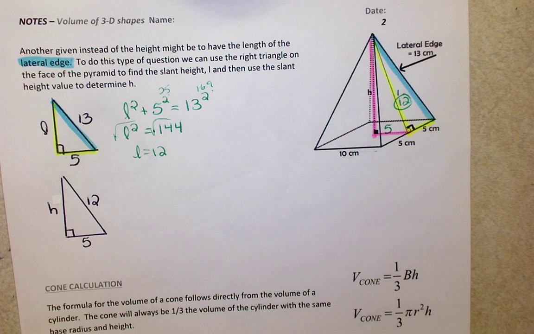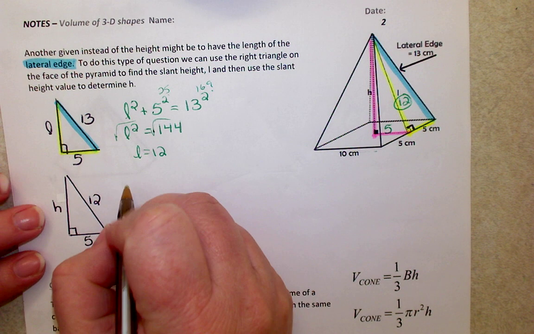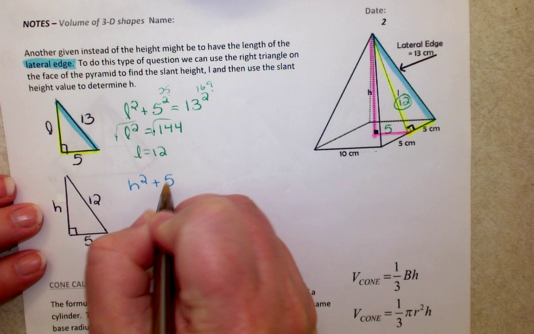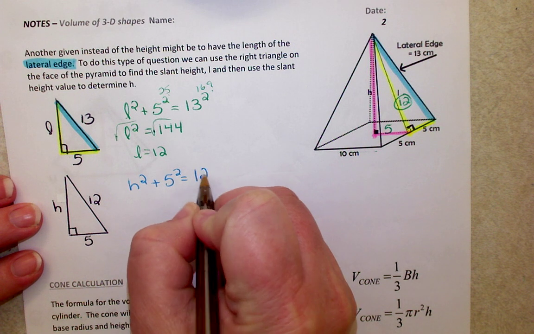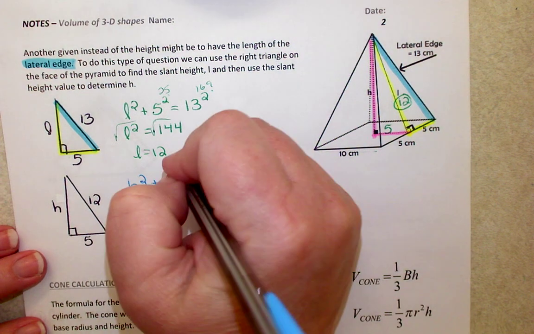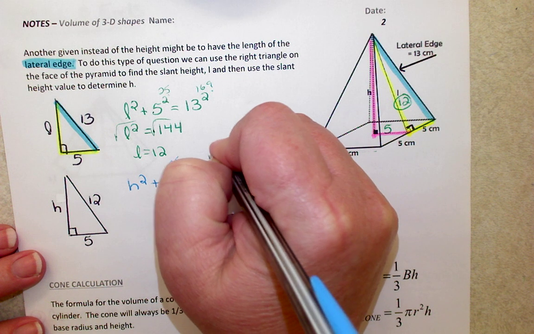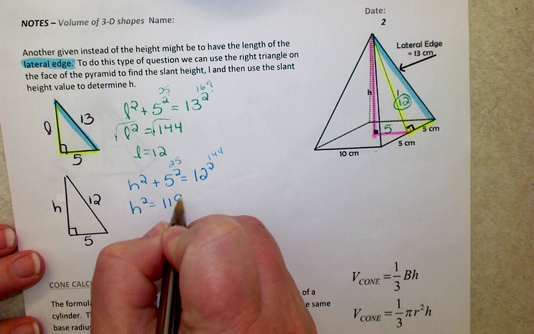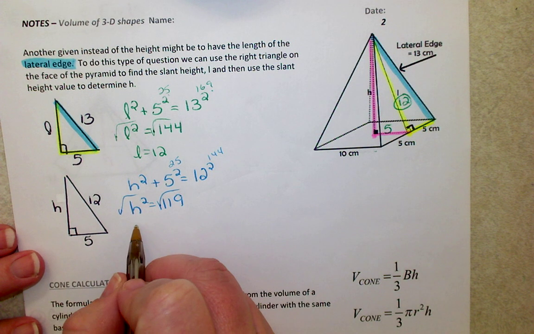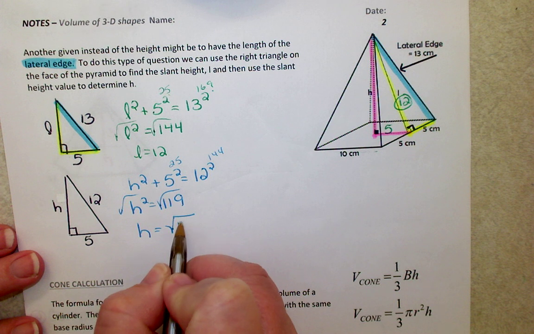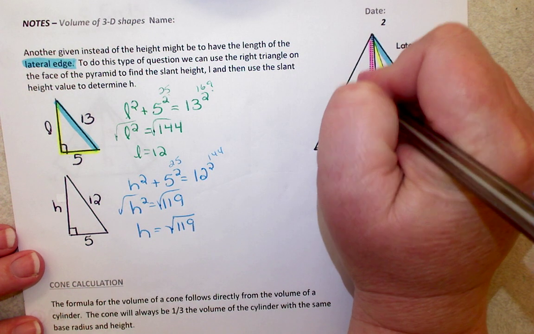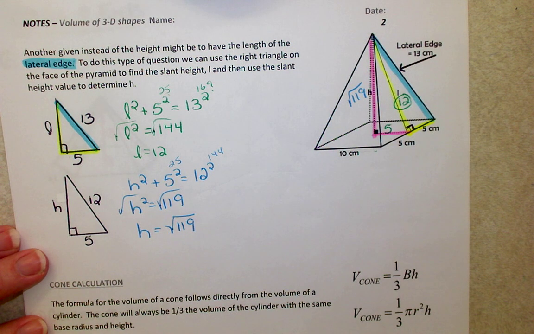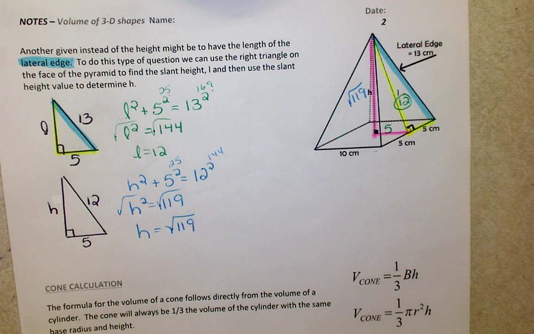So using the Pythagorean theorem again, I'm going to say leg squared plus leg squared is equal to hypotenuse squared. That's going to give me 25. That's going to give me 144. 144 minus 25 is 119. So when we take the square root of 119, I simply end up with the square root of 119. So the height here is the square root of 119. So we got our height finally.